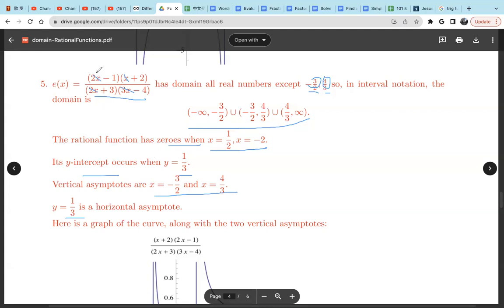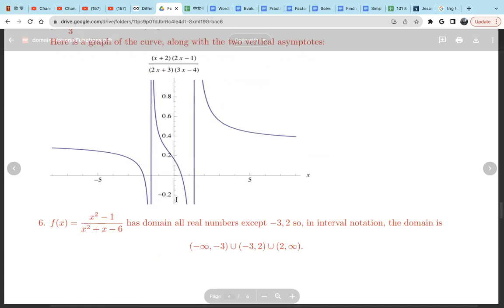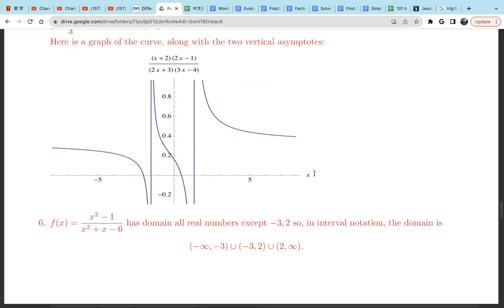Horizontal asymptotes come from the leading terms, 2x squared divided by 6x squared, which is 2 over 6, simplified to be 1 over 3. So now with all this information, we can sketch our graph. So the graph looks like this. We have a piece in the middle, 2 vertical asymptotes with 1 horizontal asymptote.